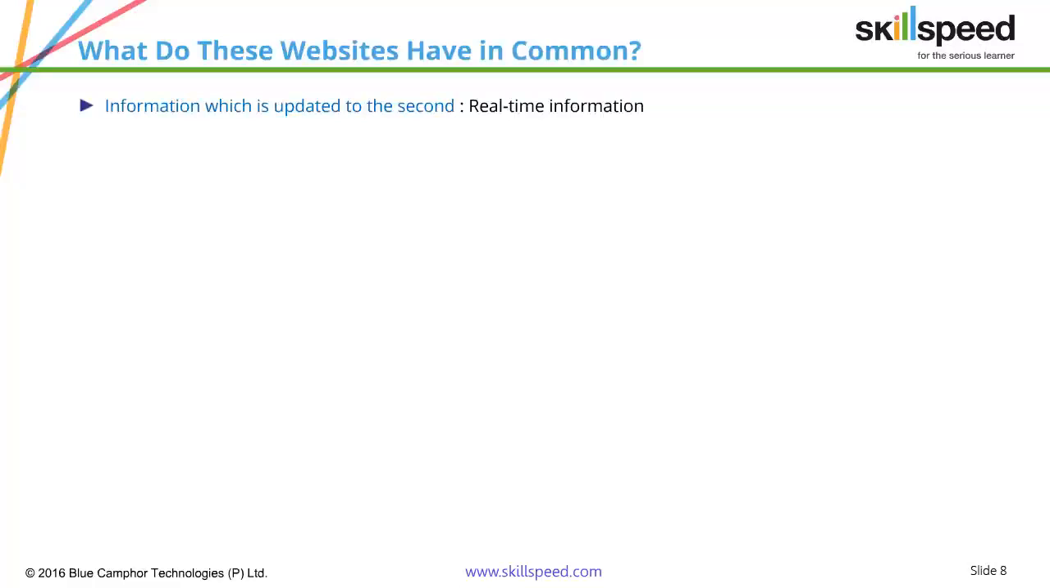One thing is information which is updated to the second, or real-time information. Now the users need not wait. Depending on the page they visit and the amount of time they spend on a page, they get real-time information and contextual suggestions and recommendations. Like in Facebook, when you visit a particular page and stay there for, let's say, 30 to 40 seconds, you get instant recommendations.